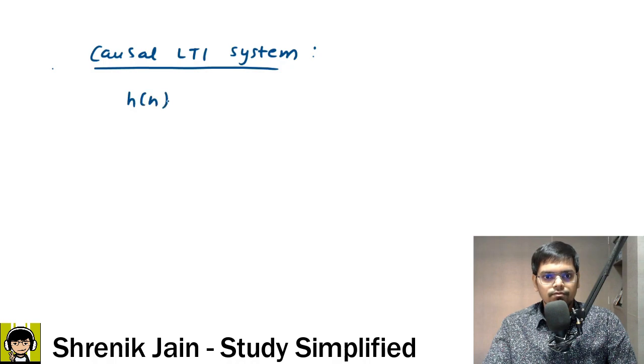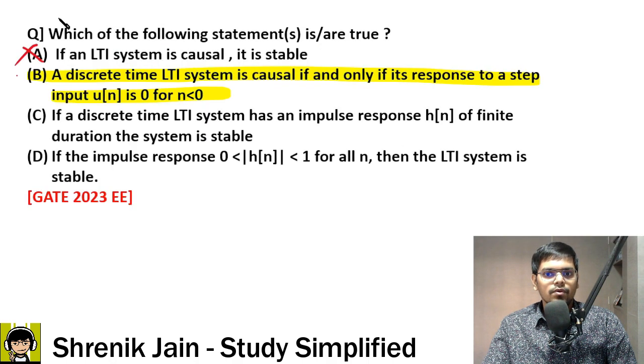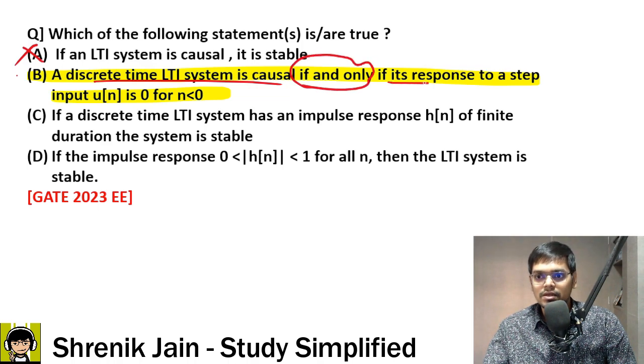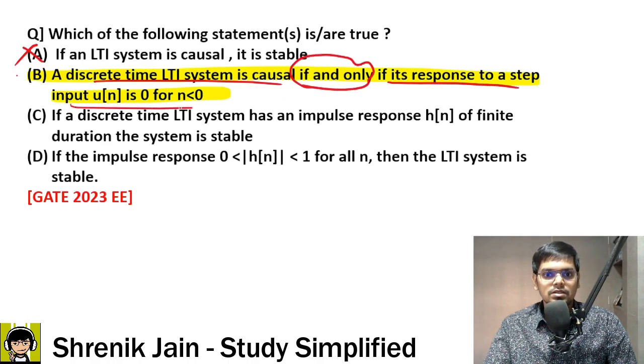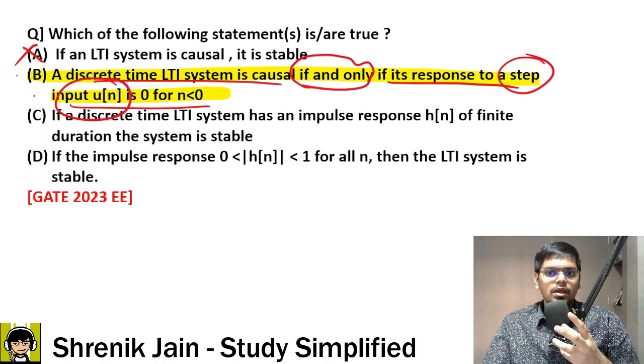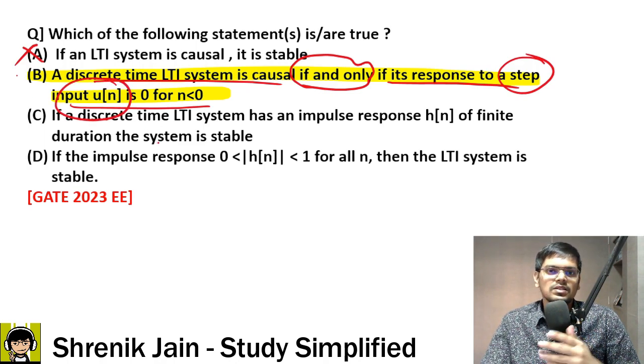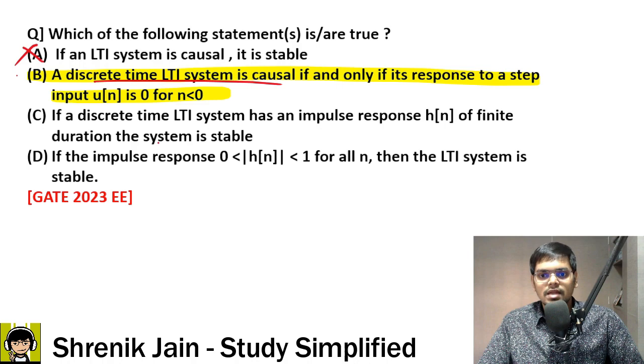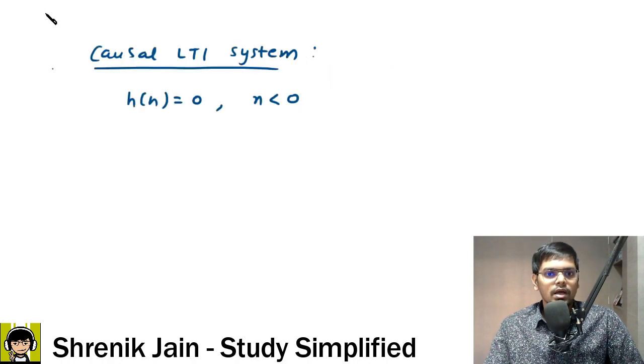h of n is equal to 0 when n is less than 0. Now we understood this thing. The LTI system is causal, but then they are saying if and only if its response to a step input is 0 for n is less than 0. Now can I say that the input they are giving is a step input, so the response we'll get is a step response. So let us analyze that step response, how it would look like.